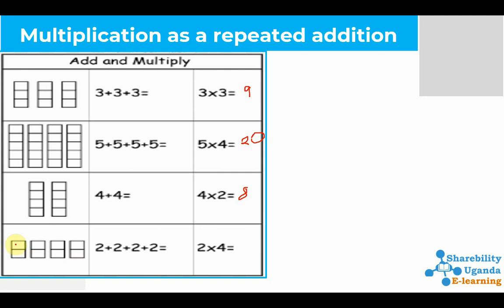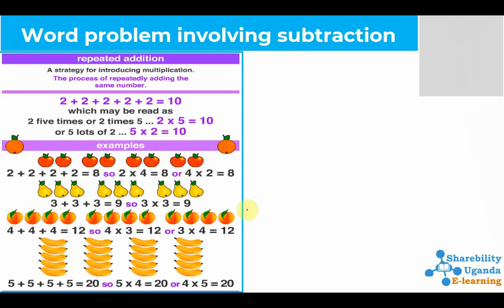Also have another one arranged in what? In 2s. But how many times are they? You have the 1, 2, 3, 4. Okay, yeah, 4. So that means 2 plus 2 plus 2 plus 2, 4 times. Okay, we shall be able to get the what? The answer. This is the 4. Okay, this is the same as 8. Okay, because this is the same as what? The same as 8.